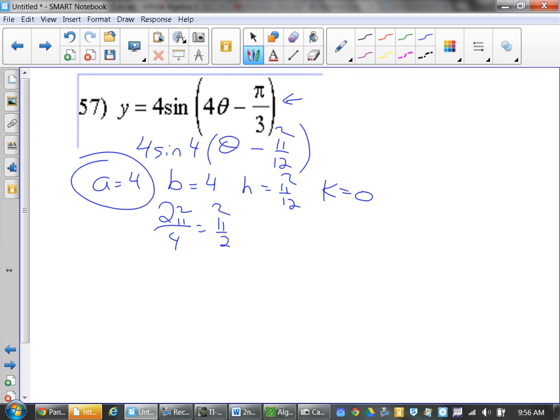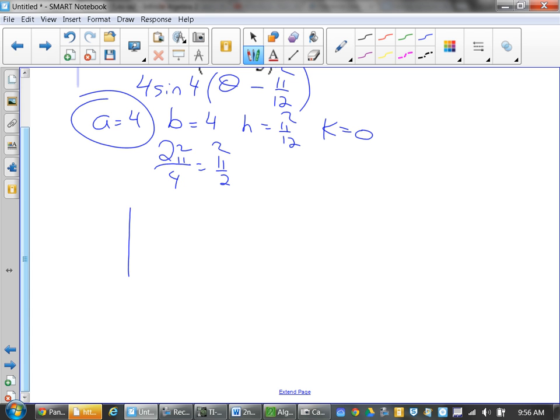If the period is pi over 2, that just means it's going to make one full oscillation within pi over 2. And then you have to do your breakpoints. And remember, you've got a calculator, so you should never get these wrong. You're taking too long. Next question.